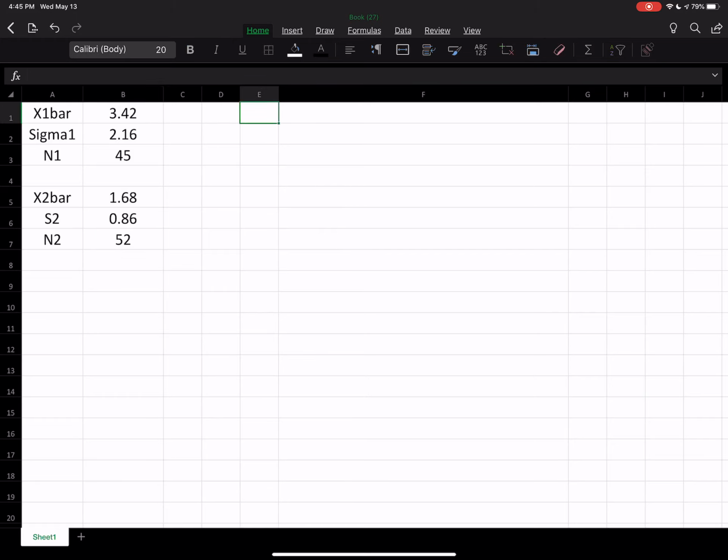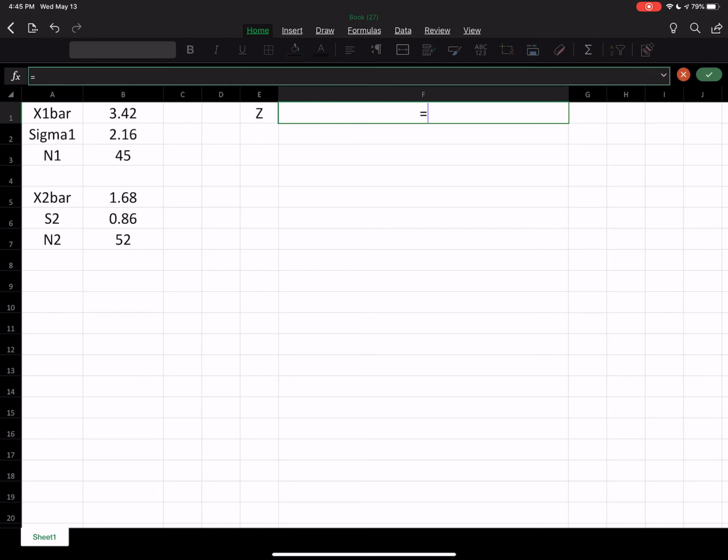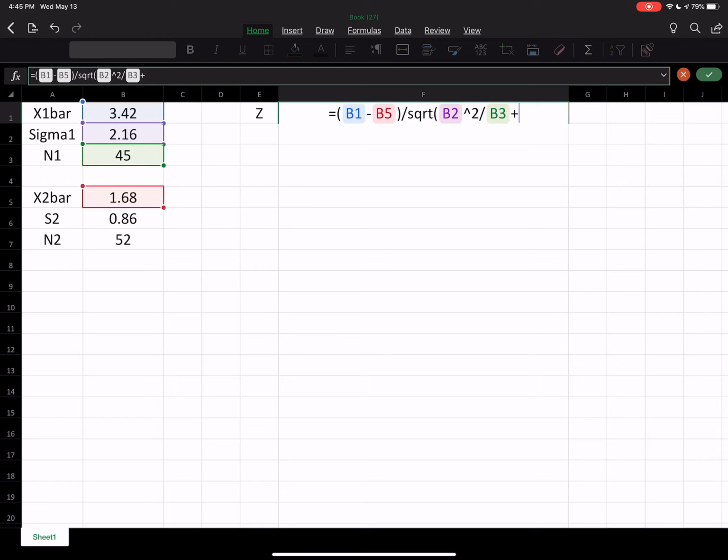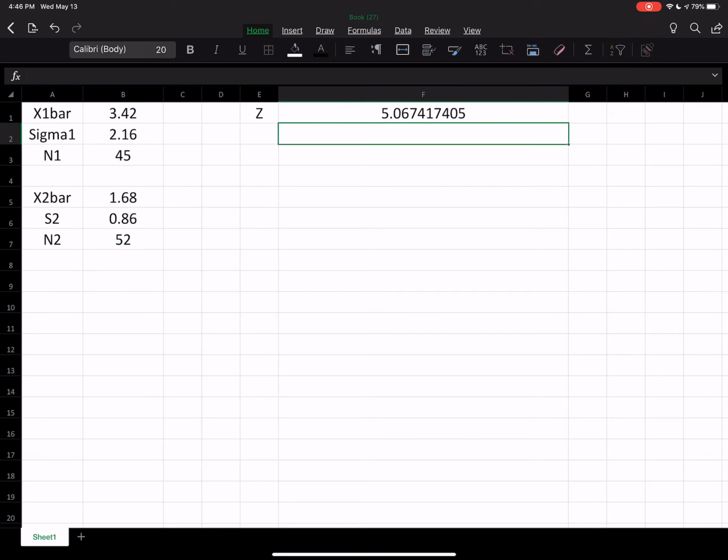And I have to find my z-test statistic. So it's x1 bar minus x2 bar. You don't need to type minus 0, so you just divide by the square root of sigma 1 squared divided by n1 plus sigma 2 squared divided by n2. And I'm basically copying the formula here. So my test statistic will be 5.07, or 5.067. 5.07 will suffice.